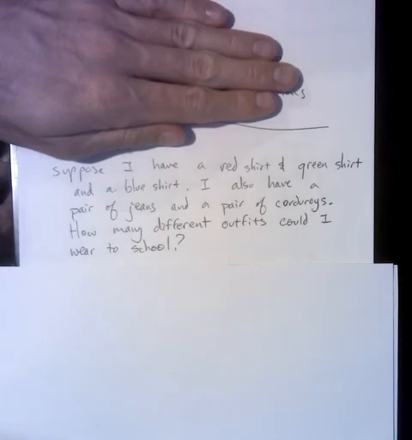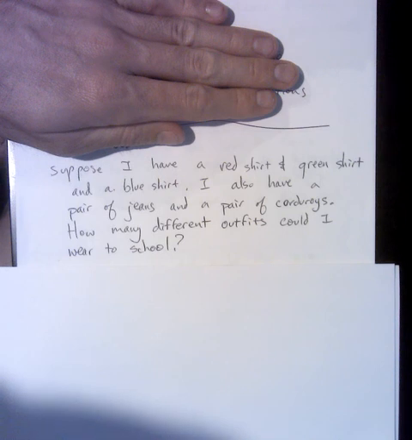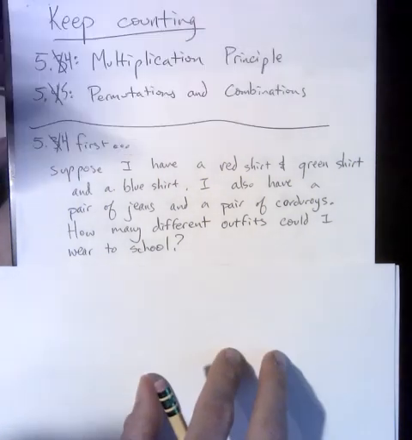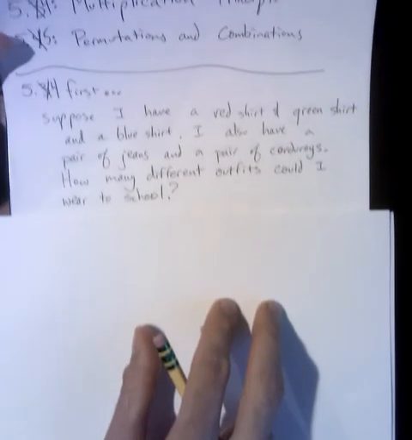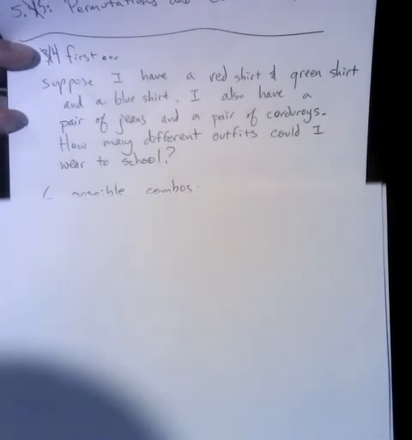Suppose I have a red shirt and a green shirt and a blue shirt. I also have a pair of jeans and a pair of corduroys. Question is, how many different outfits could I wear to school? This problem doesn't require any sort of complicated math formulas. We can just list out the different possibilities.